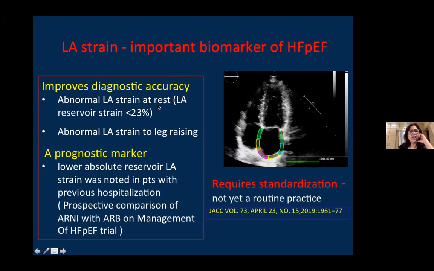Abnormal LA strain at rest indicates elevated LV filling pressure, and this is also a prognostic marker, because lower absolute reservoir LA strain was noted in patients with previous hospitalization. This was found in the PARAGON-HF trial, a prospective comparison of ARNI with ARB on management of HFpEF. However, these require standardization, and you are not yet ready to utilize this. However, this is coming in a very, very big way.